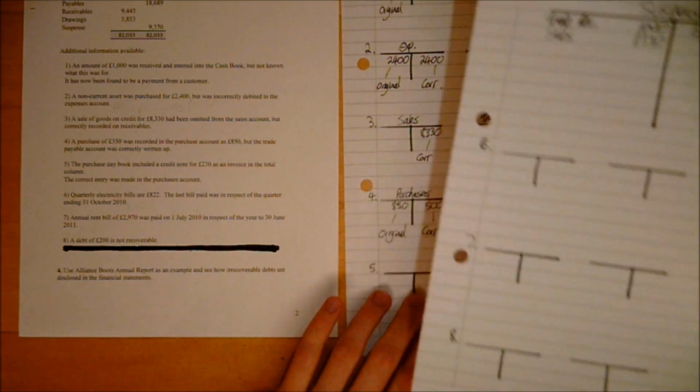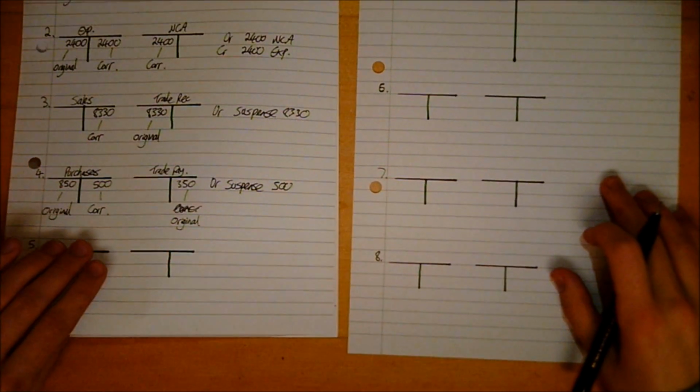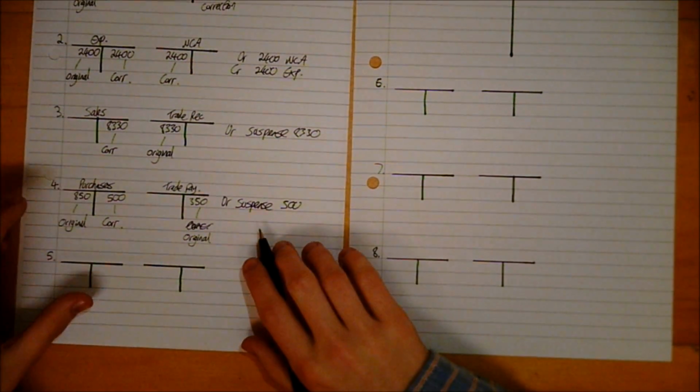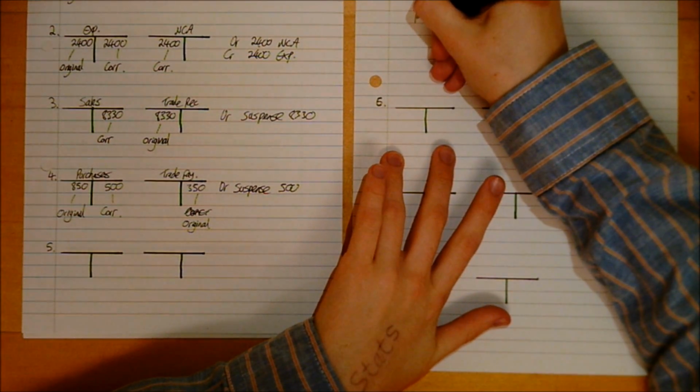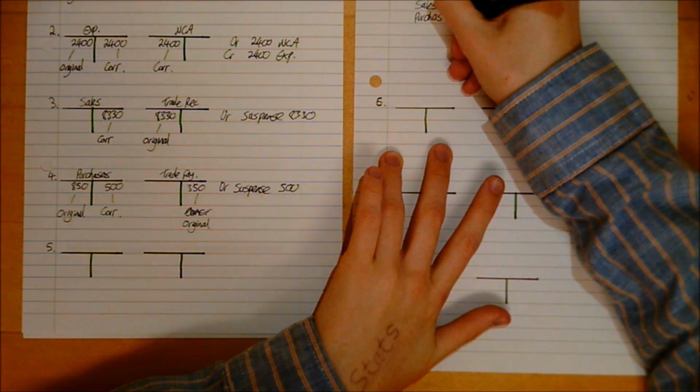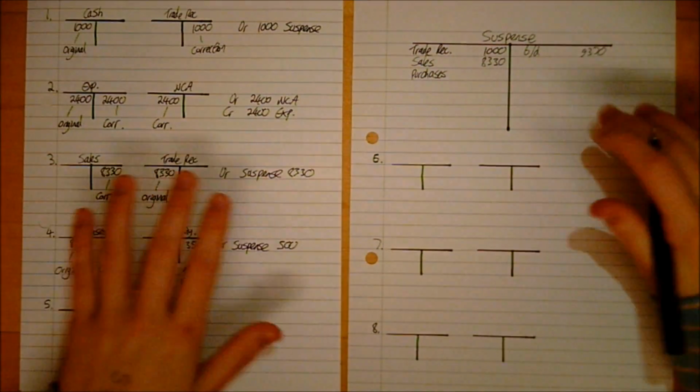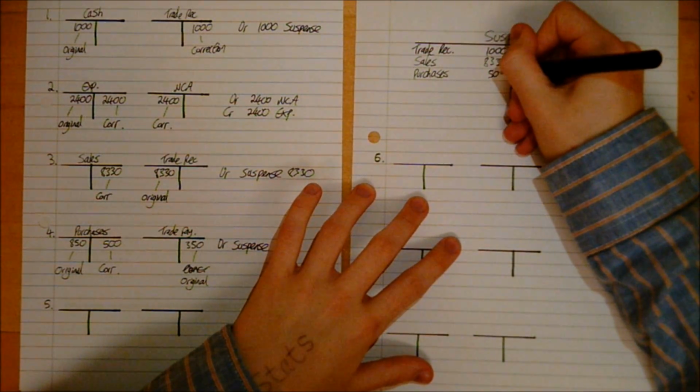So we're going to go over to our suspense account once again, and we said we wanted to debit our suspense 500. So we are coming out of our purchases account. 500.